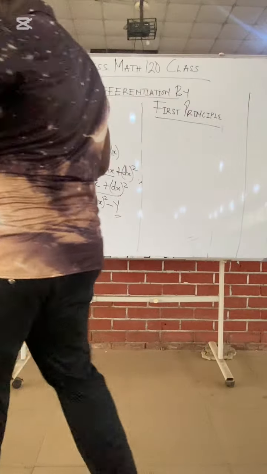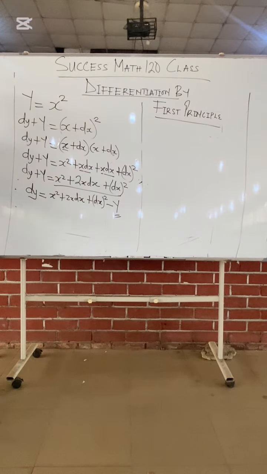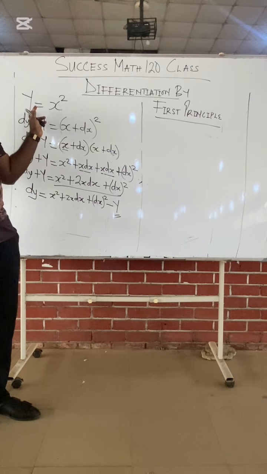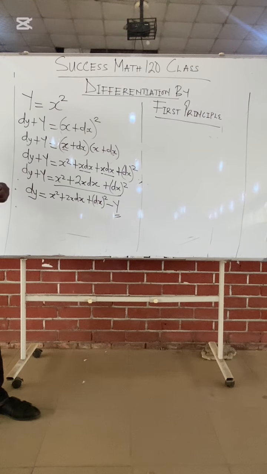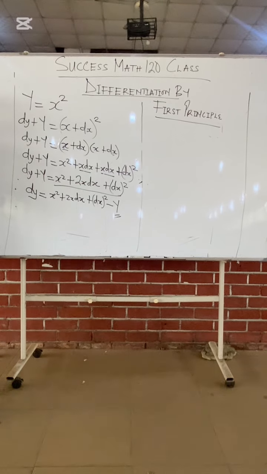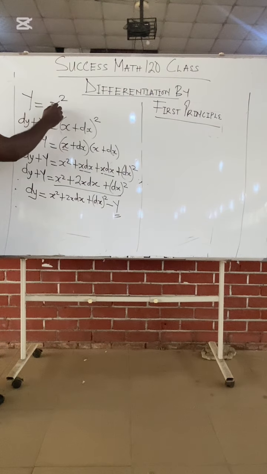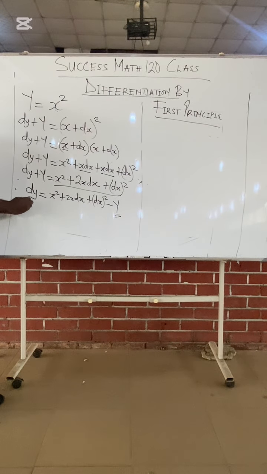Class, the next step: substitute for y. Remember that y equals x squared, right? It means anywhere I see y, I can put x squared. Anywhere I see y, I can put what? Substitute for y as the function. The function is x squared. So substitute for y as x squared. That's the next step.